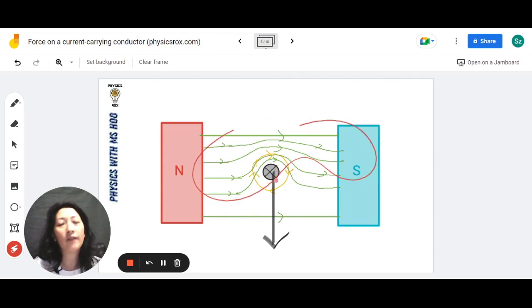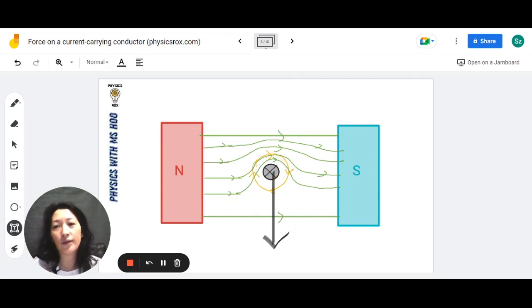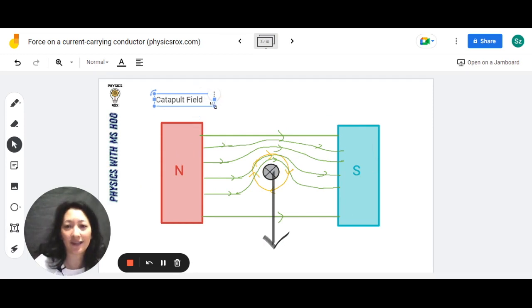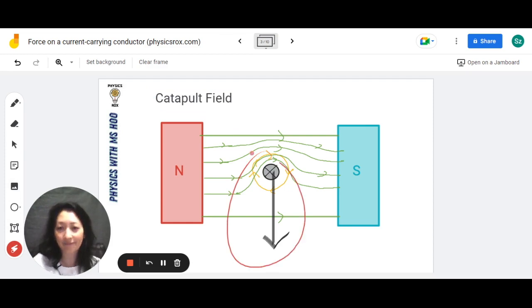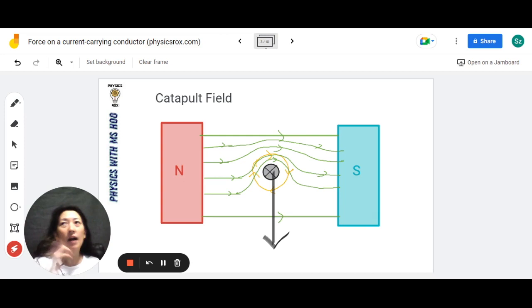So this kind of field that creates this force is known as a catapult field because it creates a catapult effect, right? It slingshots the wire out from the magnetic field. So that's the force. Now, remember, of course, that when it comes to science, we want to find an easy way to be able to easily predict the directions over here. So how do we determine the direction?